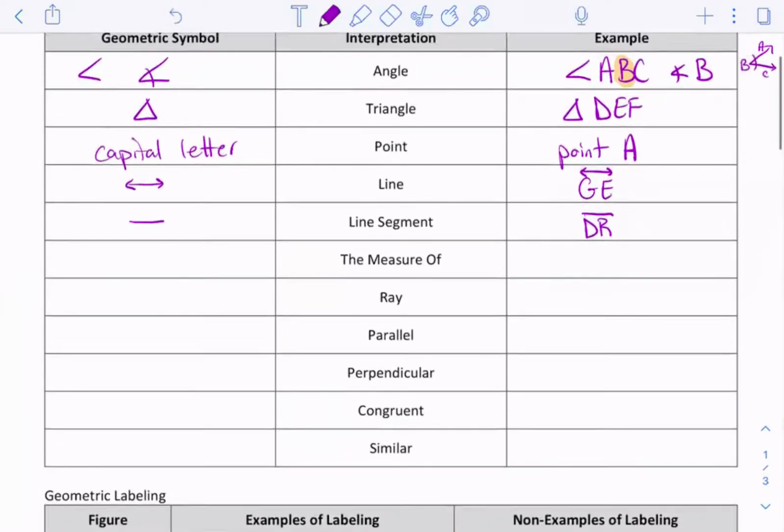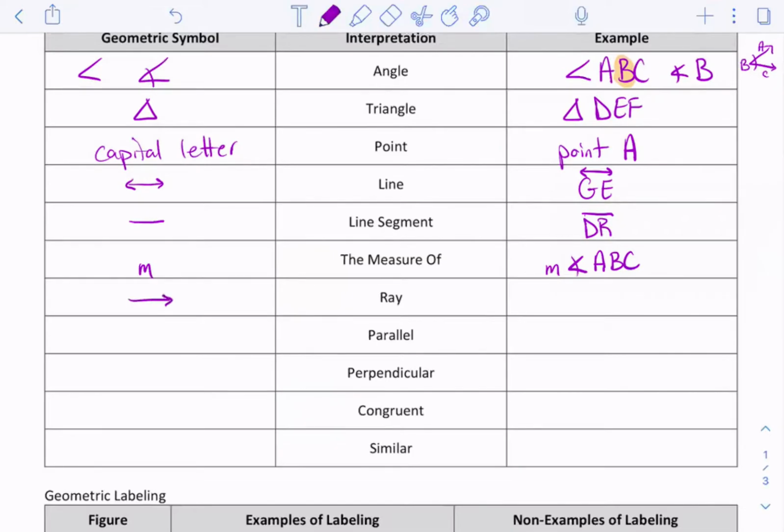If I say the measure of, it might be a lowercase m. So if I say the measure of angle ABC, that's how you read this. It's the measure of. That's what it's asking. Can you find the measure of ABC?